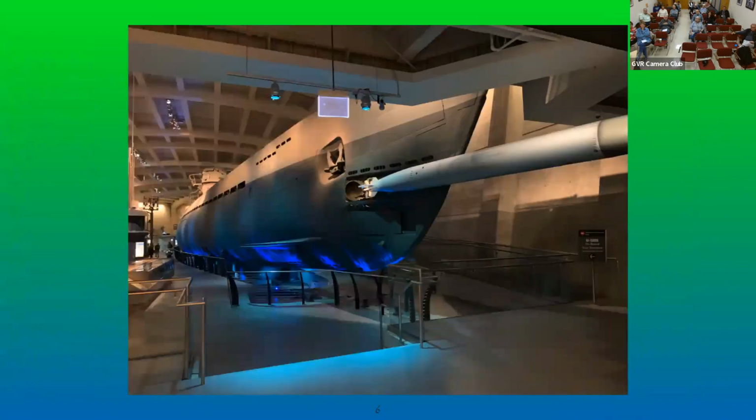I was on vacation with friends of ours in Chicago, and we went to a Natural Science Museum or something, and I took this inside. I think I took it with my RX10-4. That's my super zoom bridge camera.